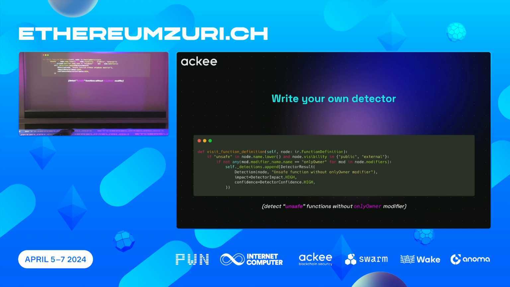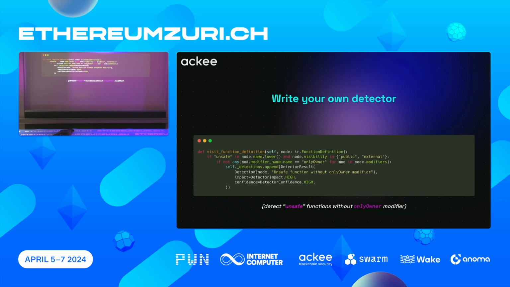If we want to detect these issues, like that only owner is not used in unsafe functions, we just need to type this. It's super easy, I would say. We need a function definition, visit function. This node contains information about a single function in the code. We can check the name of the function, convert it to lowercase, so we've got the lowercase name of the function. We can check if unsafe is in the name of the function.